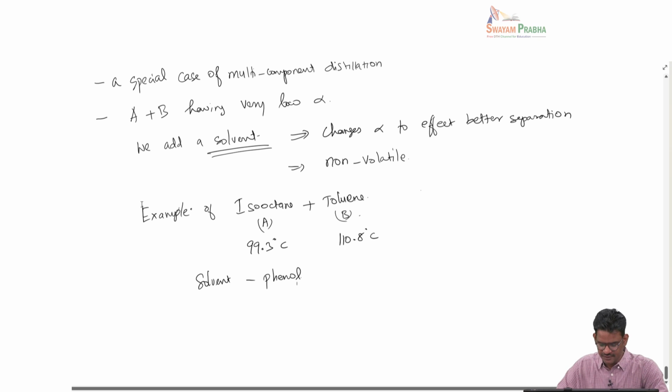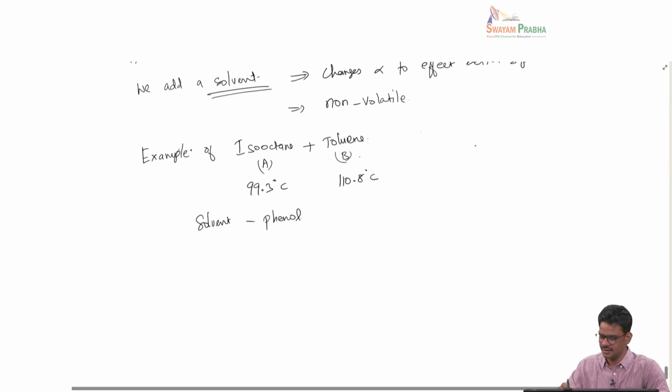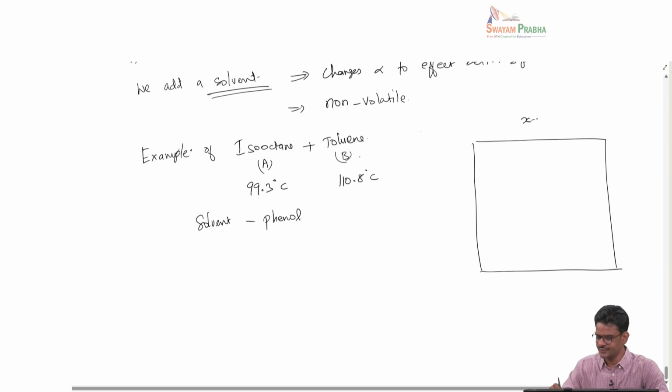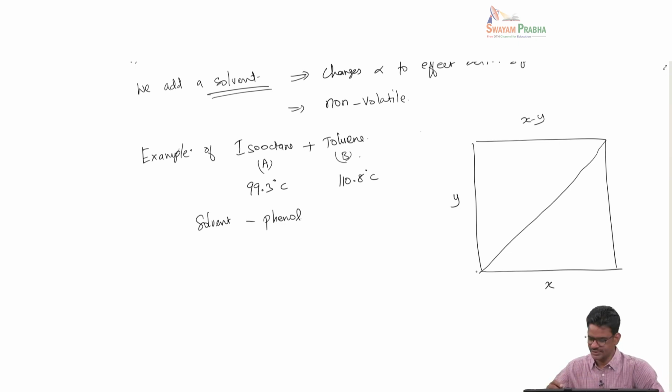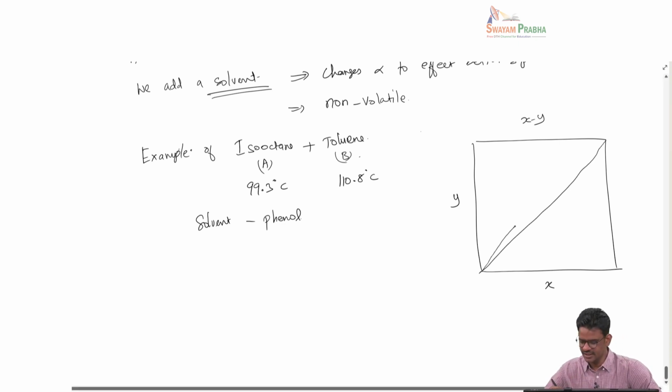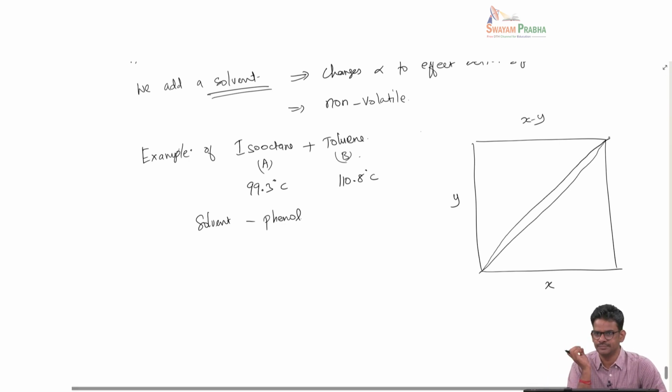So to see the effect of phenol on the VLE, what you will see is that if I draw XY diagram for isooctane toluene system, Y is the mole fraction of isooctane in the vapor and X is the mole fraction of isooctane in the liquid. This is the 45-degree line. In the absence of the solvent, you will see that this XY data is very close to the 45-degree line. This is what I mean by alpha being very low.